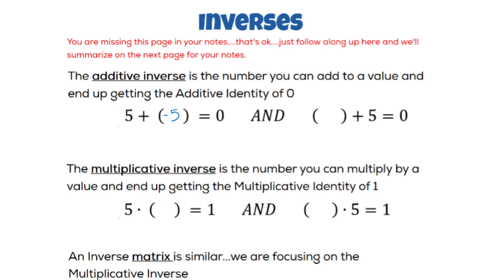If I add these together, I get 0, and 0 is the additive identity. And the order doesn't matter. I could do a -5 on the front plus 5. I still end up at the additive identity of 0.